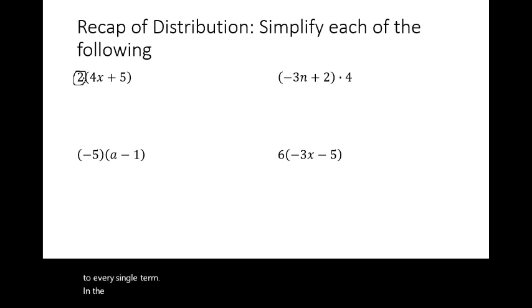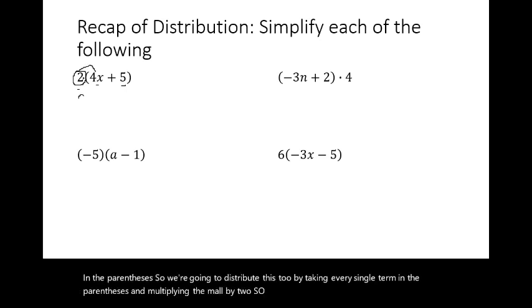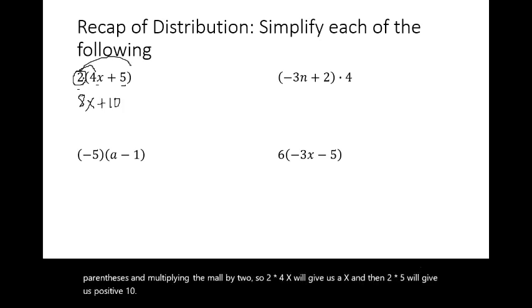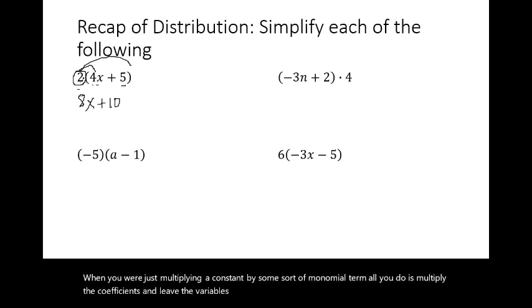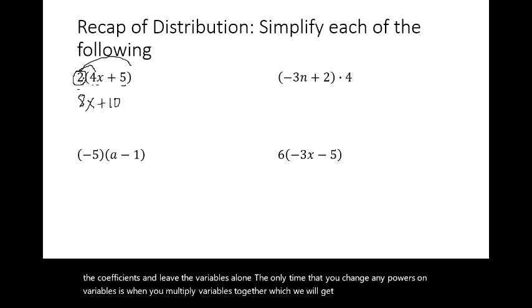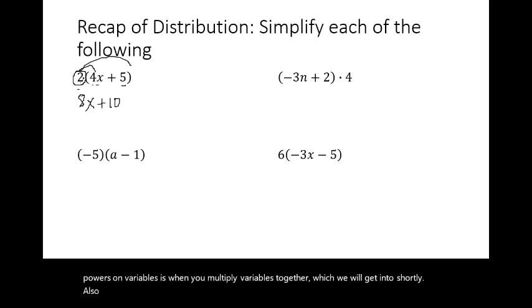So we're going to distribute this 2 by taking every single term in the parentheses and multiplying them all by 2. So 2 times 4x will give us 8x, and then 2 times 5 will give us positive 10. Now, when you are just multiplying a constant by some sort of monomial term, all you do is multiply the coefficients and leave the variables alone. The only time that you change any powers on variables is when you multiply variables together, which we will get into shortly. Now, it also doesn't matter the order for multiplication, because with multiplication the order doesn't matter.